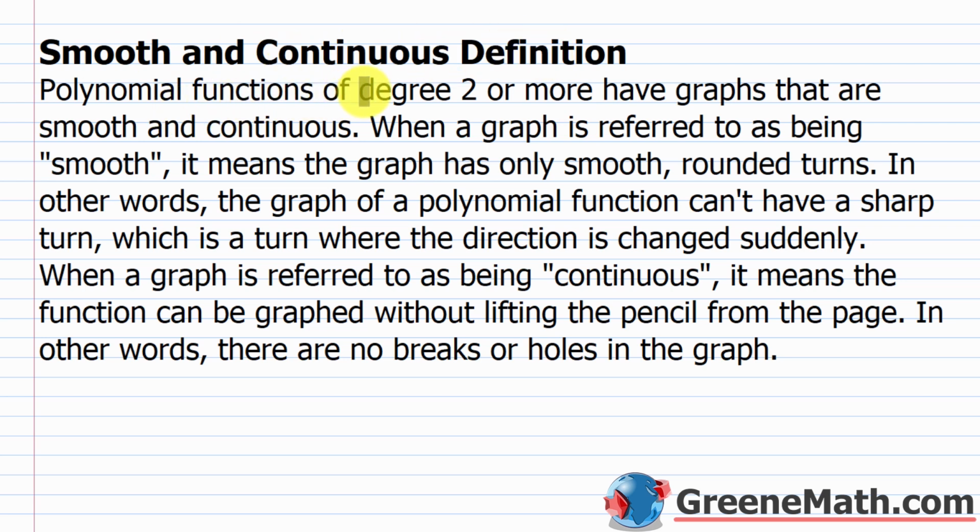Polynomial functions of degree 2 or more have graphs that are smooth and continuous. When a graph is referred to as being smooth, it means the graph has only smooth, rounded turns. So in other words, the graph of a polynomial function can't have a sharp turn, which is a turn where the direction is changed suddenly. Okay, we're going to talk a lot about this when we get to calculus and we get into derivatives. When a graph is referred to as being continuous, it means the function can be graphed without lifting the pencil from the page. So in other words, there are no breaks or holes in the graph.